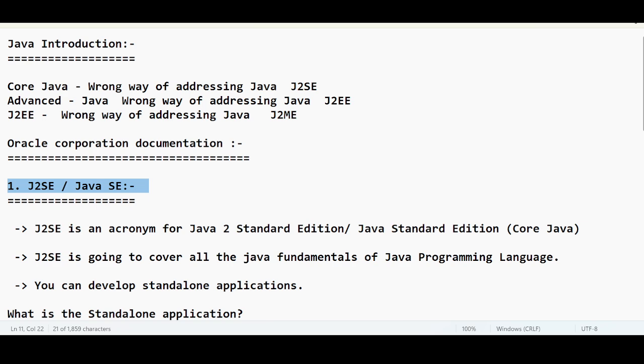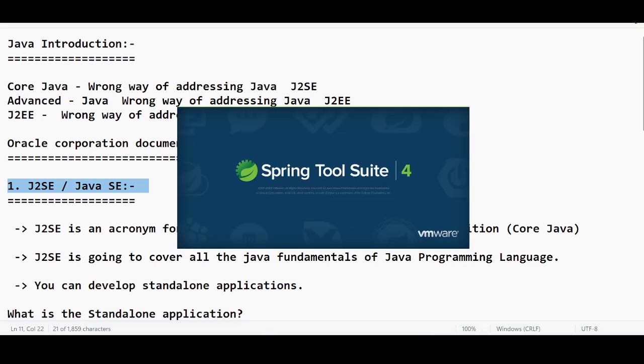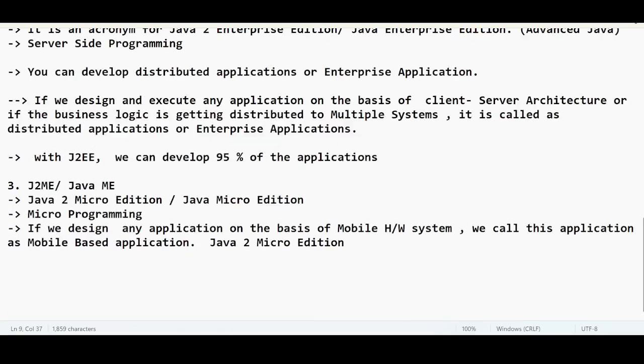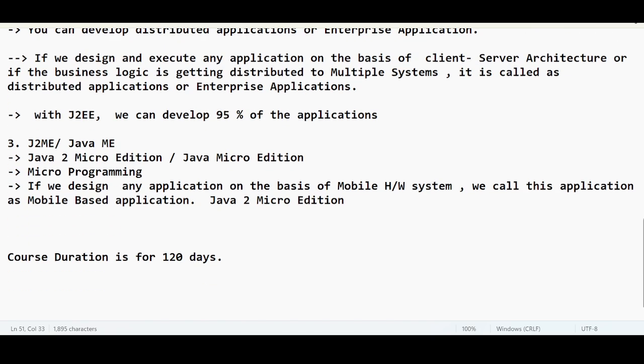Okay, let me show you that for you. The course duration is 120 days, guys. 120 hours or 120 days, every day 8 to 9. Sometimes I will not take classes on Sundays, but Monday till Saturday. All the fundamentals will be covered. Whatever things you want answered, everything will be covered.